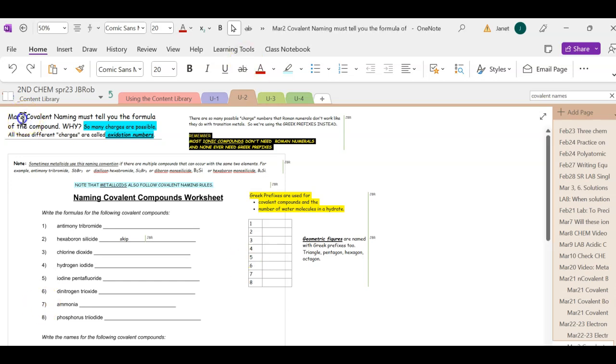Hello, everybody. This is supposed to say March 27. All right, so this is going to be an easier assignment than many of them have been lately.